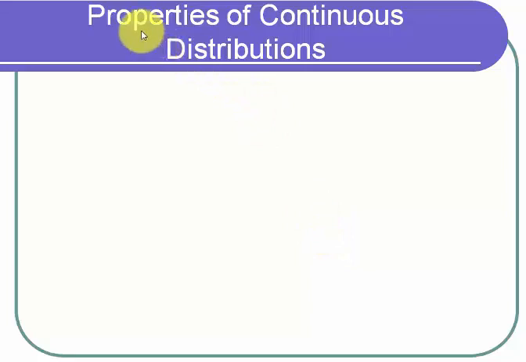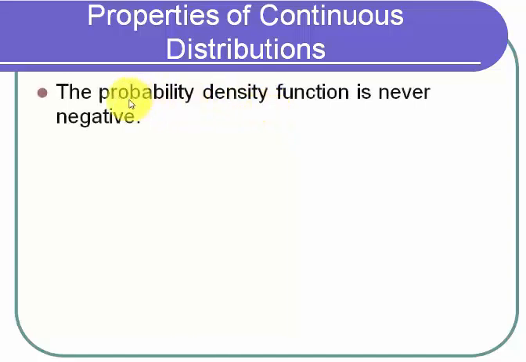So now let's look at some properties of continuous distributions. The first property is that the probability density function can never be negative. It can be 0 at some values, but it can never be negative. It just doesn't make any sense when we're talking about probabilities to talk about negative numbers. Probabilities being negative just never happen, so we're not even going to go there. So the probability density function can be 0 or positive.